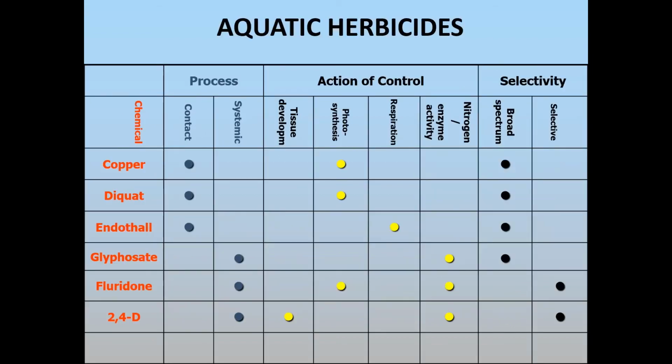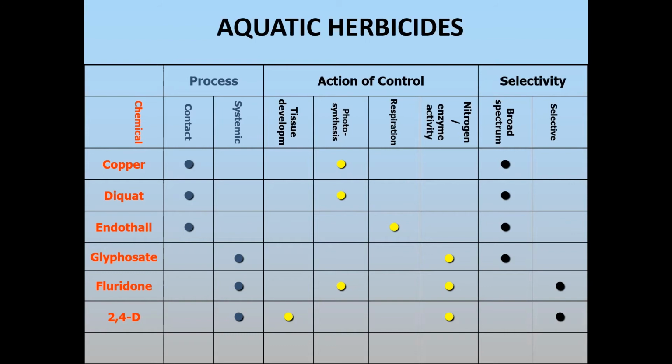Looking at the aquatic herbicides, there's a lot of different products that are available there, and they all work in different ways. Some of them are contact herbicides, meaning that they work on the plant tissue that they come in contact with. Other herbicides are what's called systemic. These are herbicides that are taken up into the tissue and go throughout the plant. And then they work differently. The action or the mode of control is different.